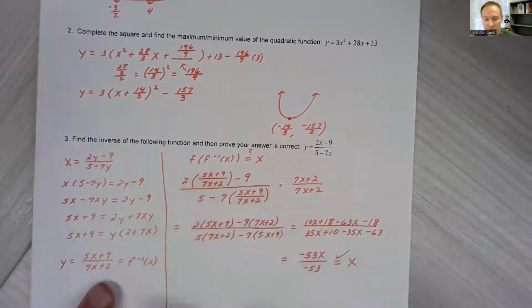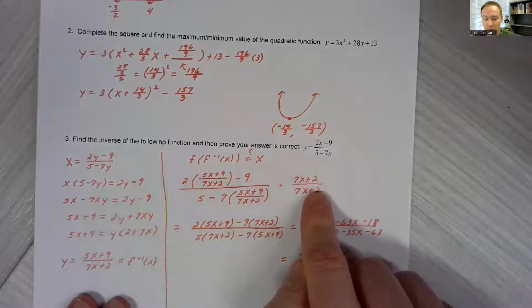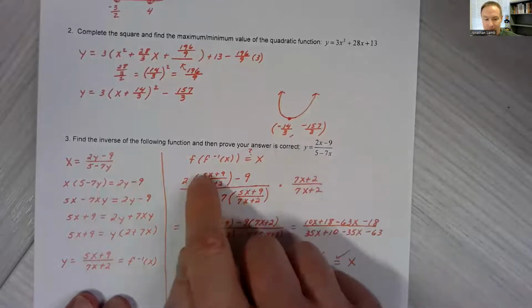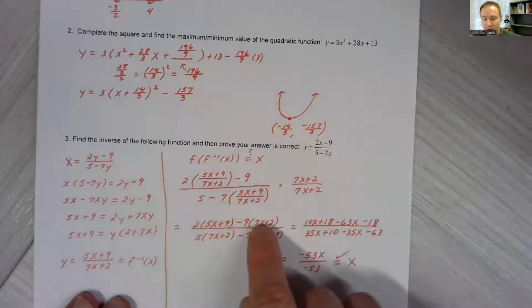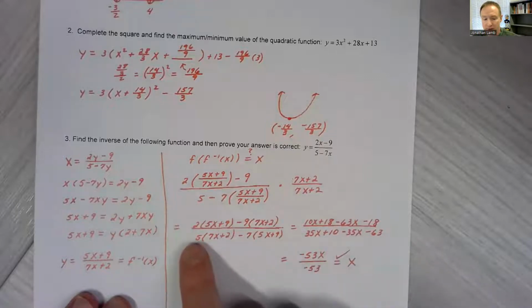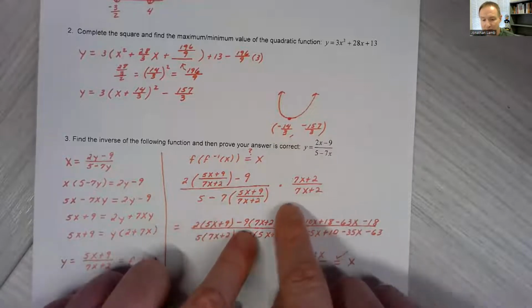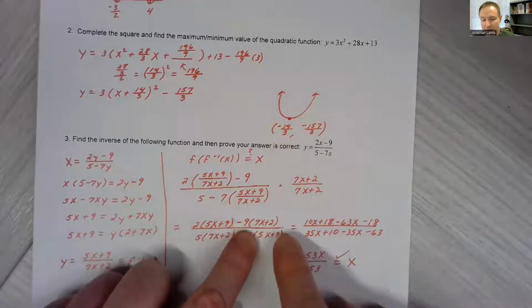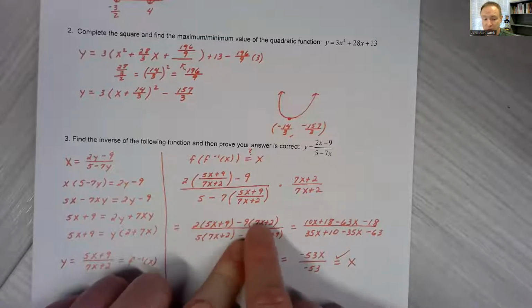I have a compound fraction. The best way to simplify a compound fraction is to get rid of the denominators inside the fraction. So if I multiply the numerator and denominator by 7x plus 2, that'll be achieved. When I do that, I'll have 2 times the group 5x plus 9 minus 9 times the group 7x plus 2. In the denominator, it distributes to the first term, and I'll have 5 times the group 7x plus 2 minus 7, and the group 7x plus 2 cancels that denominator, so you're only left with minus 7 times 5x plus 9.